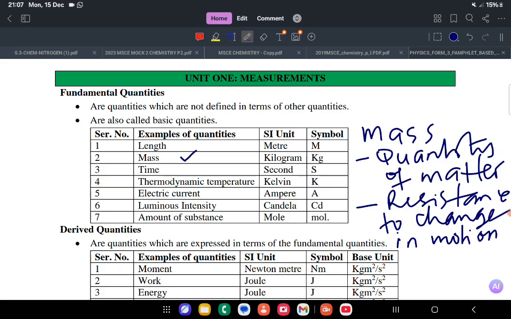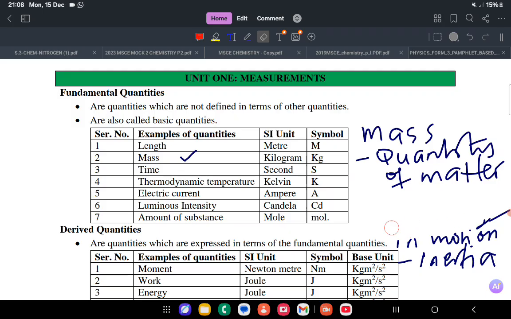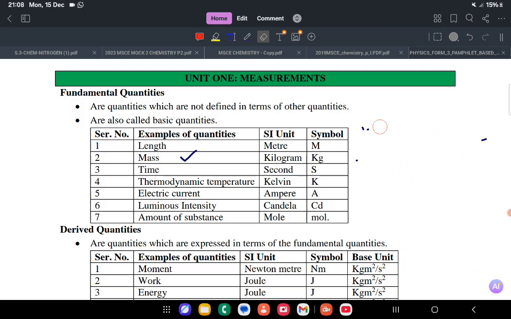But later, if you take physics further, you shall define mass as the resistance of a body to change its motion. It is also called inertia. Mass is also called inertia. That is, if you take physics beyond this level, you'll be told that the mass of a body is simply its inertia, or simply resistance to change.